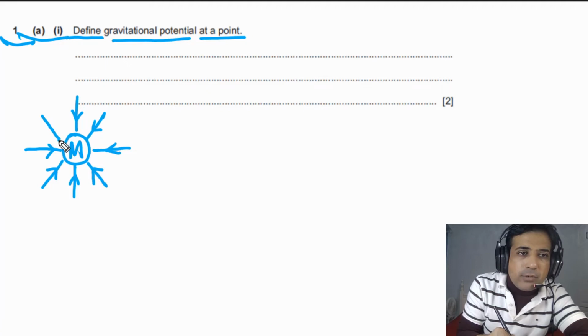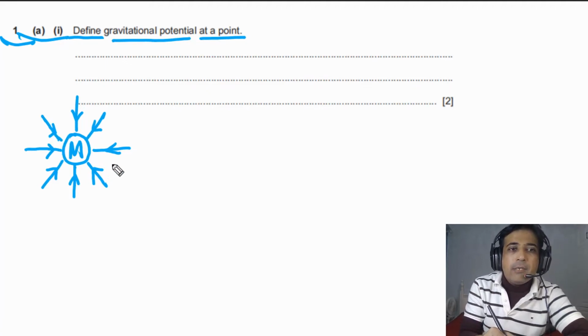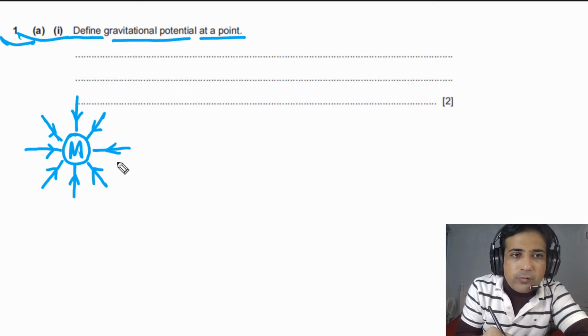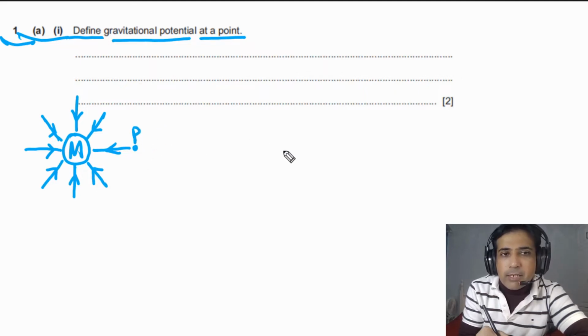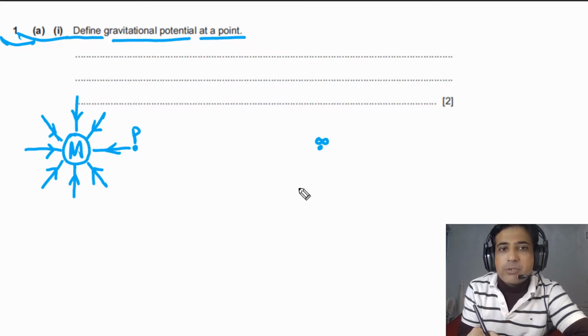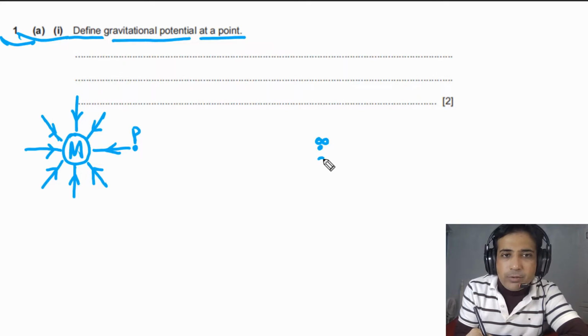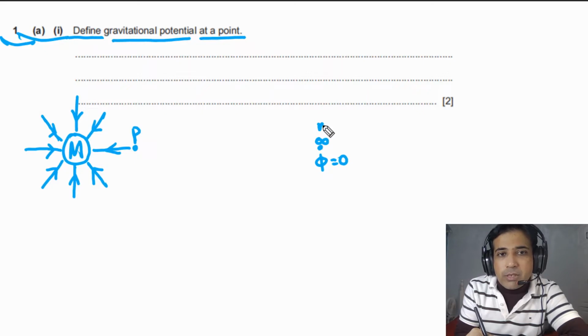Now imagine that we need to find out potential at a single point. Let's say I want you to find potential at point P. If you need to find the potential at point P, you need to go to infinity. At infinity, we define potential to be equal to 0. Now you need to take one unit mass from infinity, and at infinity, the kinetic energy of this unit mass is equal to 0.